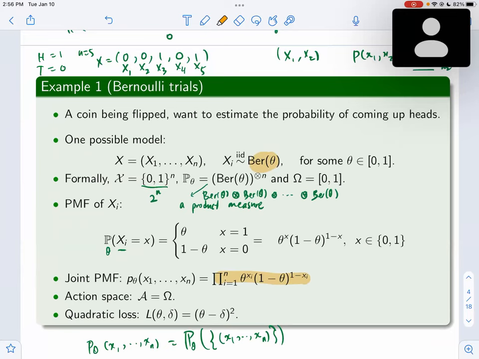Before specifying it, there's no decision theory. Once I specify it, this is now a well-defined model. This is my family of probabilities, which is parameterized by theta. My action space, I'm going to take to be the same as the parameter space, and I'm going to take the loss to be the quadratic loss. Now I have everything specified. Now I can talk about decision rules. What is a good decision rule? What is a bad decision?